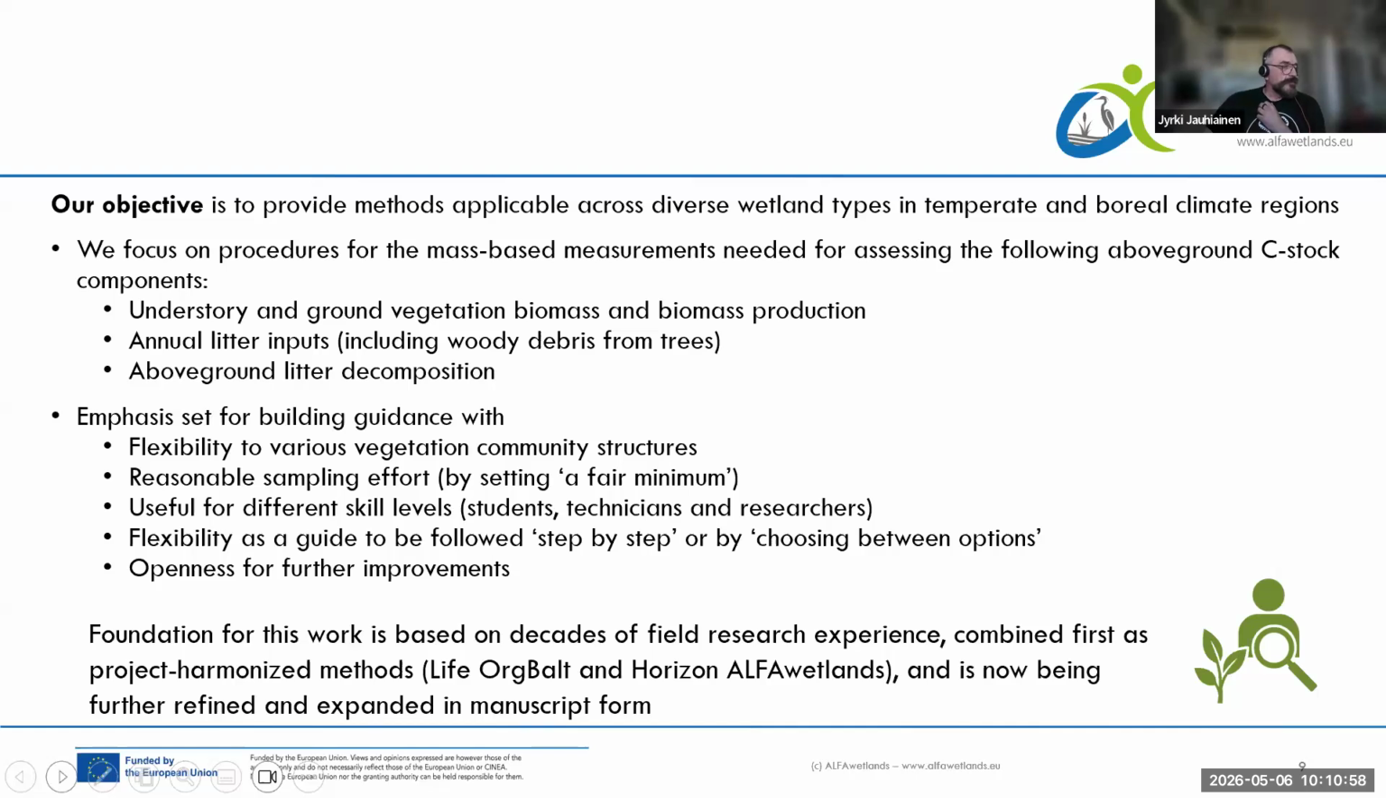We are not looking at the below ground processes because these were recently discussed in the Freschet et al. 21 paper. So we are looking at the above ground processes. The idea of the guidance we are building now is flexibility across various vegetation community structures and reasonable sampling effort. We are trying to minimize repeated measurements, because there is a lot of guidance for specific plant species and a lot of work to be done. This is trying to form a one-time sampling effort and laboratory work when possible.